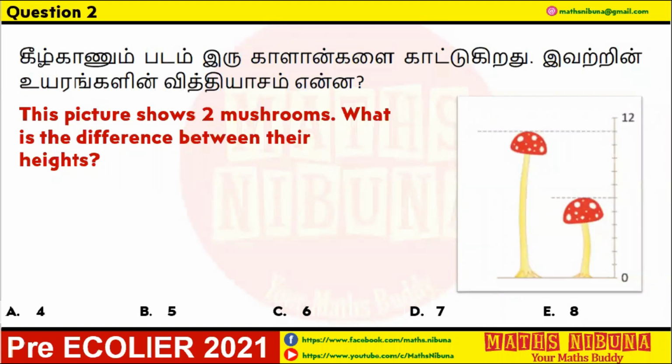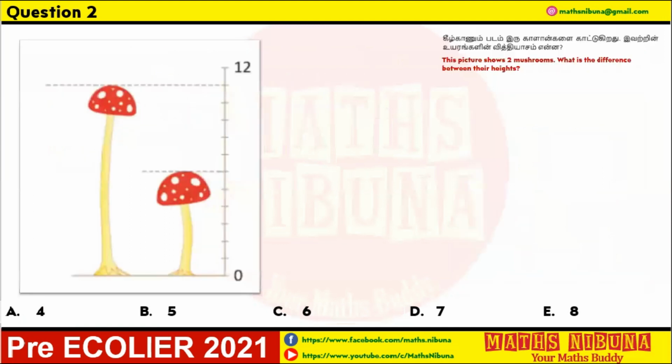Okay, question 2. This picture shows 2 mushrooms. One is taller and one is shorter. What is the difference between their heights? Now look at this mushroom. It's a bit taller than this one. So now I have to find the difference between the heights of these 2 mushrooms. We have 5 choices to answer. So let's look at how to solve this question.